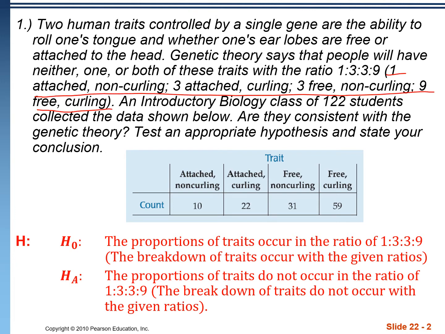An introductory bio class of 122 students collected the data shown in this table. Are they consistent with the genetic theory? We're going to start off by writing our hypothesis test. Null hypothesis would be that the proportions of traits occur in this ratio that's given, 1 to 3 to 3 to 9, or we could write it as the breakdown of traits occur with the given ratios. Alternative is that the proportion of traits do not occur in the ratio 1 to 3 to 3 to 9, or the breakdown of traits do not occur with the given ratios.